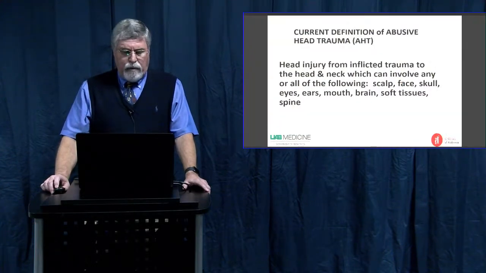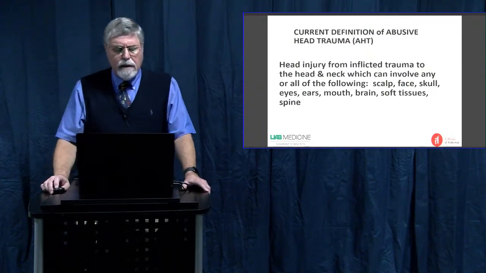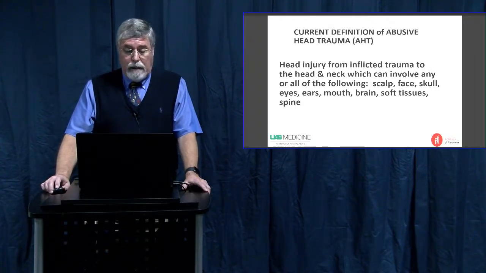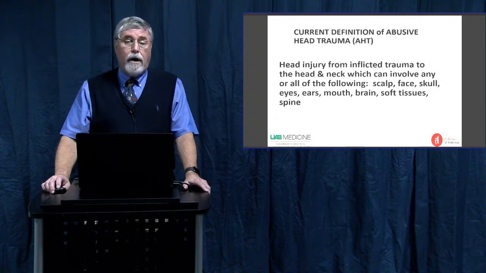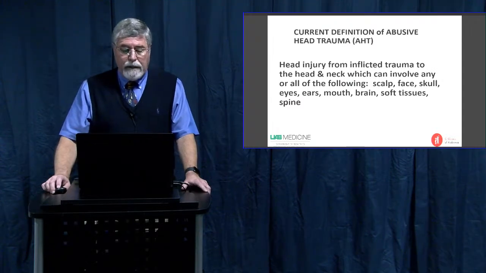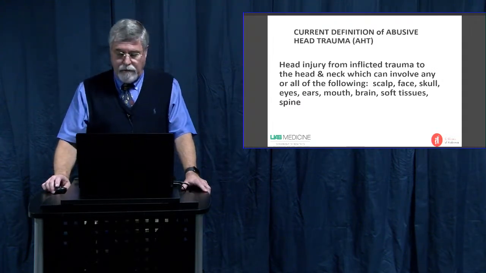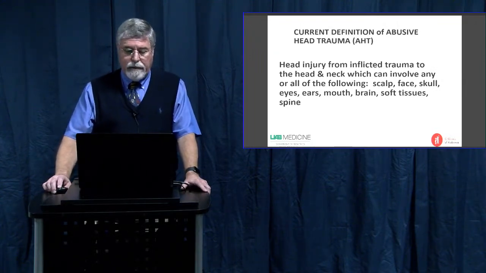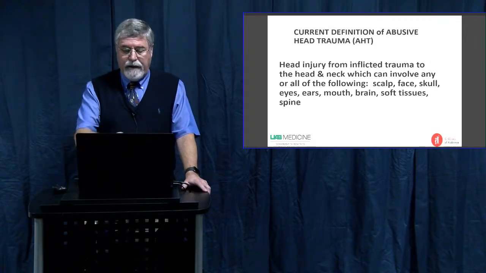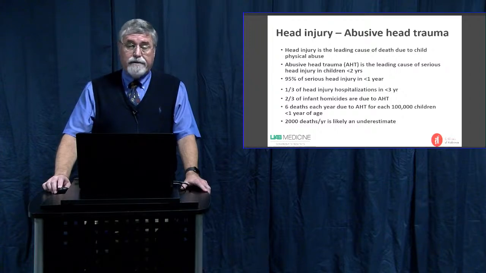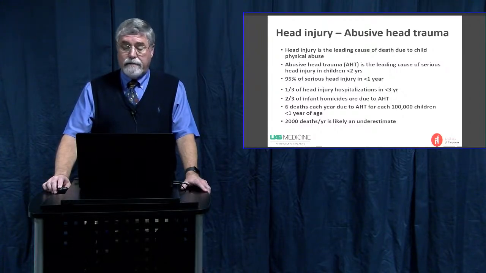Head injury is the number one cause of death due to physical abuse. We now refer to them, since 2009, as abusive head trauma, and it's not because shaking is not a significant cause of abusive head trauma, it's just not the only cause. The term abusive head trauma was developed to be more inclusive of all the types of injuries that these children may sustain to their head. And it can involve anything involving the head and neck area. It is the leading cause of death due to child physical abuse. It is the leading cause of serious head injury under 2 and 95% of the serious head injury in the first year of life.